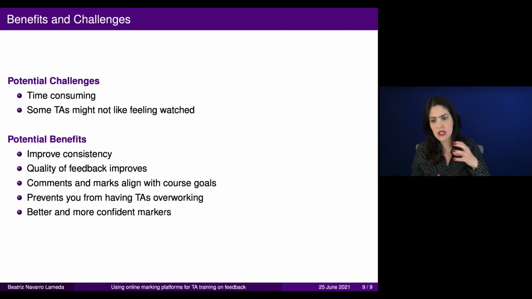And it also creates better and more confident markers, because throughout this process, what we do is we constantly provide feedback to the TAs, and we're constantly helping them. Eventually, towards the end of the semester, most TAs are very good at realizing what constitutes formative feedback, and they write very, very good comments. And so far, my experience is that most TAs really appreciate this, because they know that when they feel stuck, they're not sure, they can always ask for help.